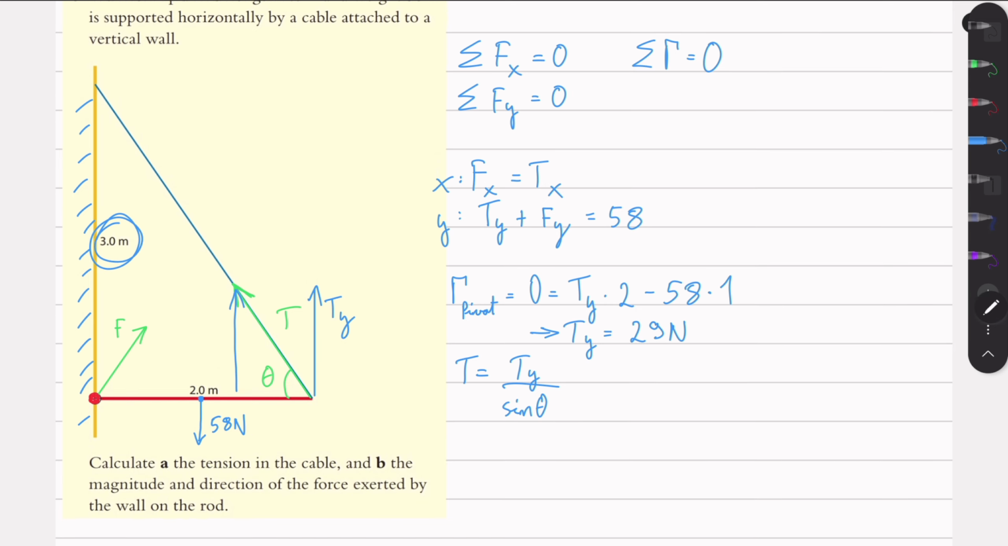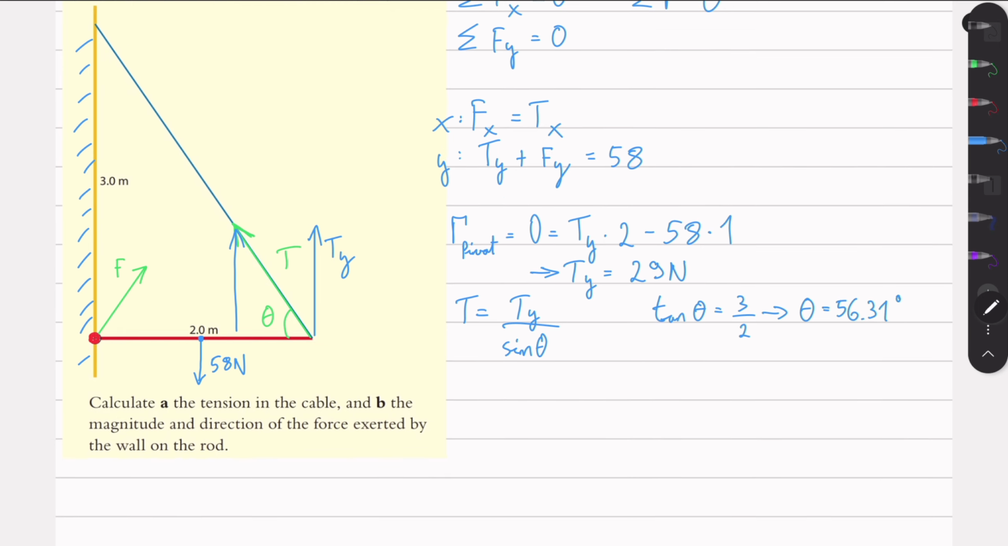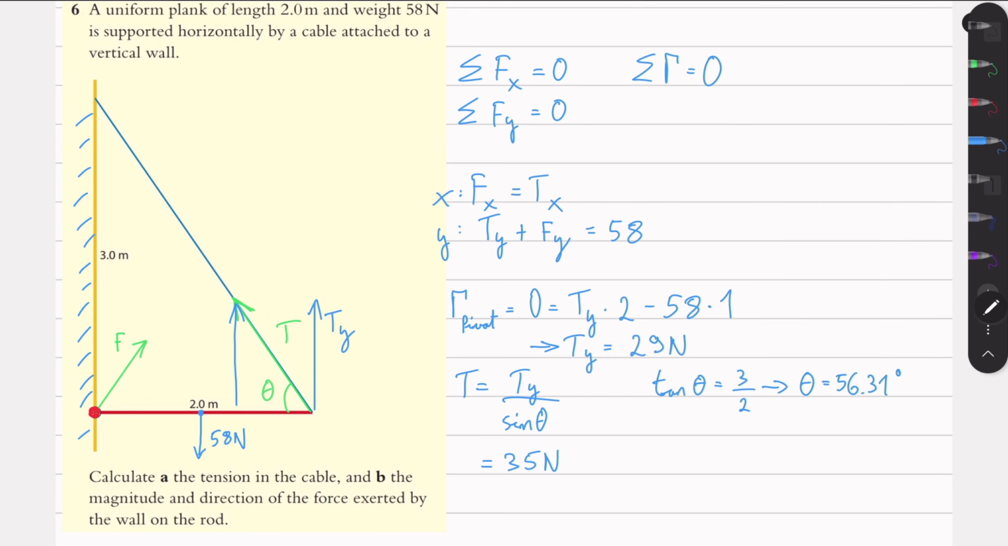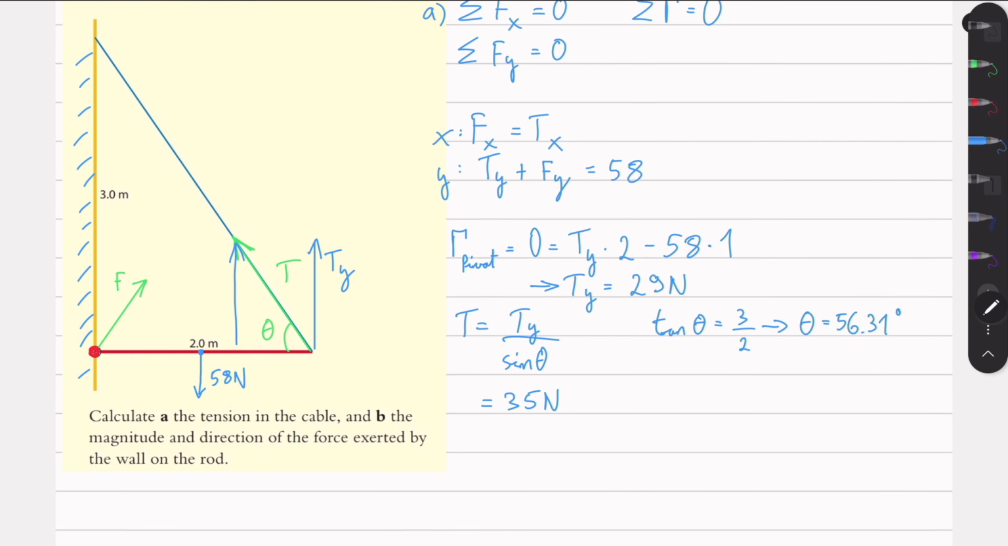So we know that this side is 3 meters, this side is 2 meters, and this angle is over here. So the tangent of this angle will be opposite over adjacent. So tan theta is 3 over 2. From this we find that theta is 56.31 degrees. So we can plug that theta into here now, and we find that the tension is 35 newtons. So this is part A. We have calculated the tension in the cable.